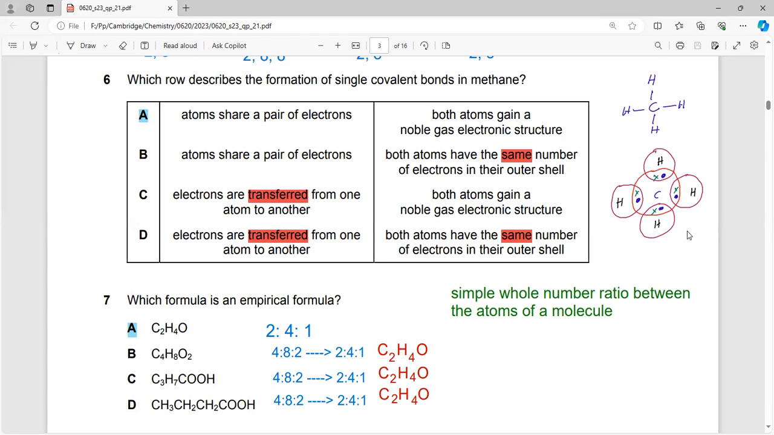Option C: the electrons are transferred from one atom to another. When we say transfer, that is an ionic bond. But here there is a covalent bond, so the electrons are being shared between the 2 atoms. That's why the word transferred is wrong here, and our correct option is A.